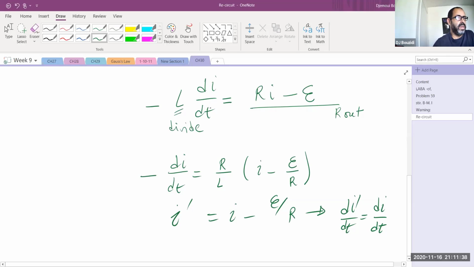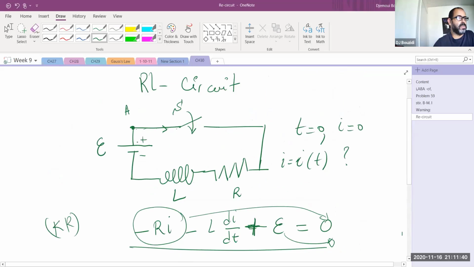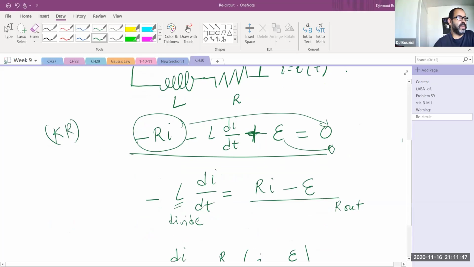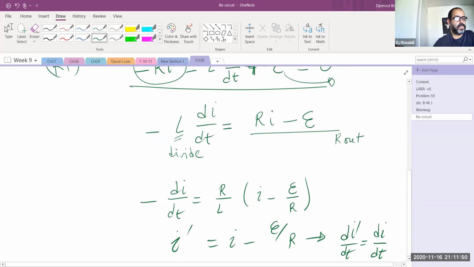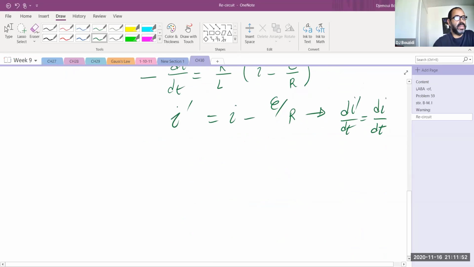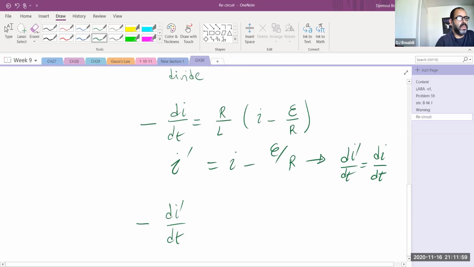The EMF is constant. Remember, I took a battery, a normal battery with a fixed voltage, so this voltage is not changing with time. It's like 10 volts or 20 volts, depending on what's going on. So having said that, the mathematical expression I'm left with is dI prime over dt, because this is the first derivative with respect to time of the current. It's equal to, again, R over L times I prime.